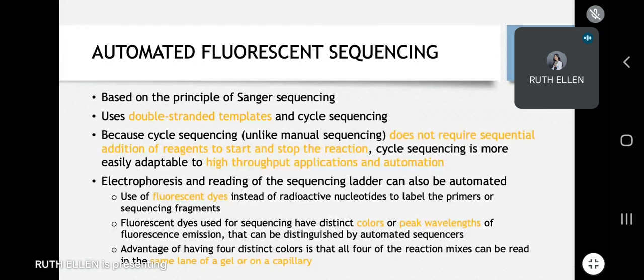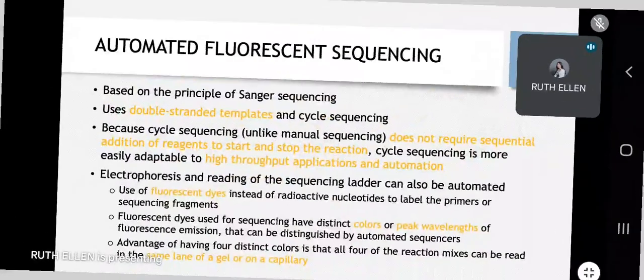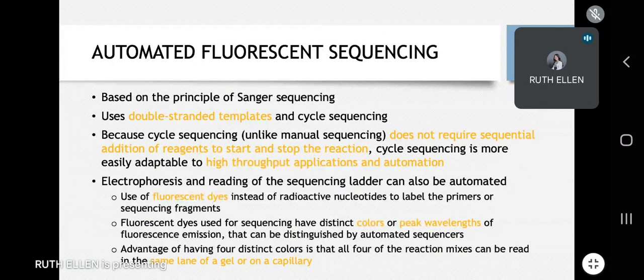Lahat yon, yung machine na yung gagawa. Even sa monitor, andun na yung DNA sequence natin. Hindi na natin kailangan tingnan yung gel electrophoresis. Titingnan natin isa-isa kung ano yung bands present.